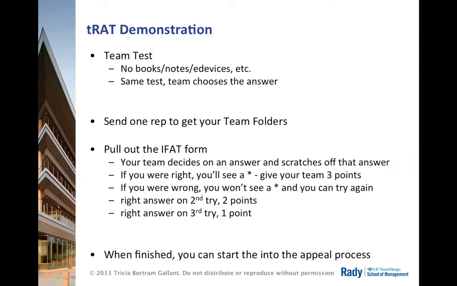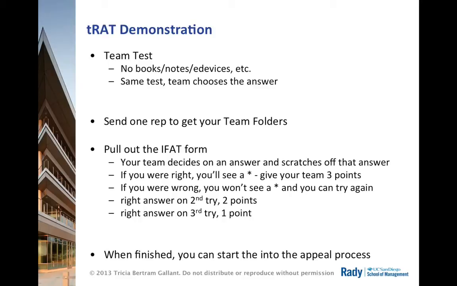It's also closed notes, closed books, no e-devices. It's the exact same test, only the team chooses the answer. We use something called an IF-AT form, which you can see right here. The IF-AT form is kind of a lottery card. It's a scratch thing. So your team talks about the question, decides on an answer, and scratches off that answer. If you're right, you'll see an asterisk, and you get 3 points. If you're wrong, you don't see an asterisk, and so you can try it again.